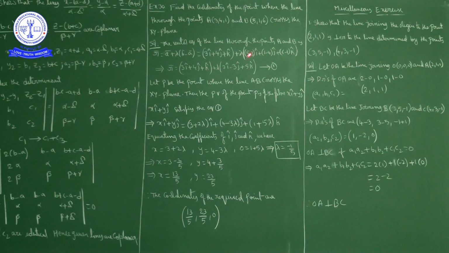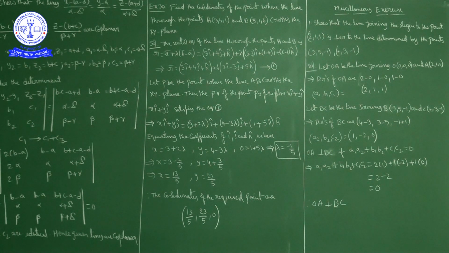lambda times of b bar minus a bar, nothing but 5i cap minus 3i cap, means (5 minus 3) i cap plus (1 minus 4) j cap plus (6 minus 1) k cap. So nothing but r bar is equal to 3i cap plus 4j cap plus k cap plus lambda times of 2i cap minus 3j cap plus 5k cap. First of all, this is the equation of the line in vector form passing through the two given points A(3, 4, 1) and B(5, 1, 6). Okay, this is the equation of the line passing through two given points.